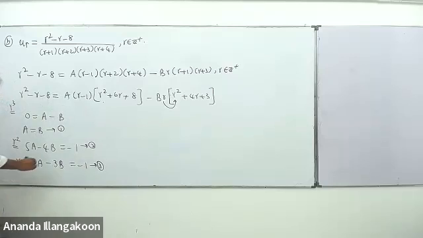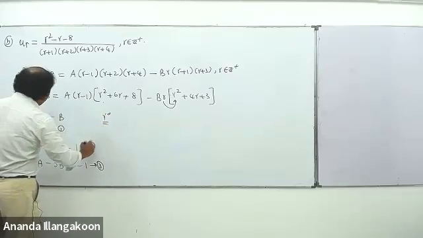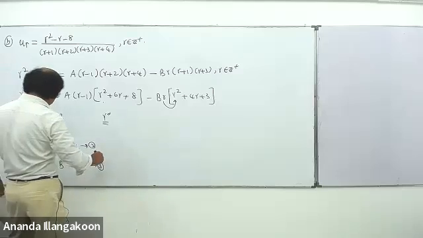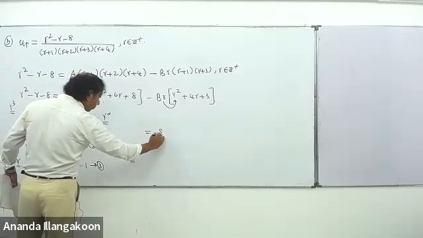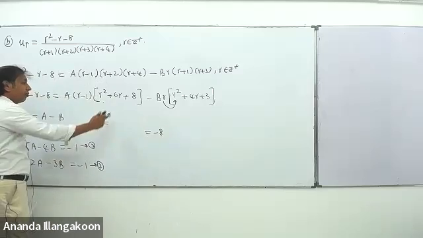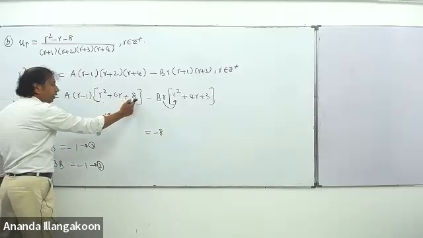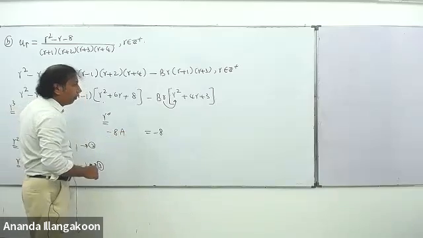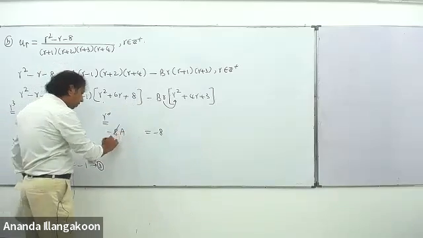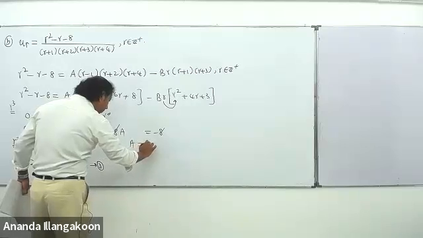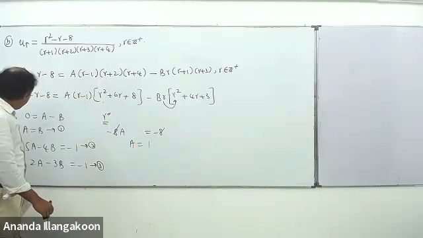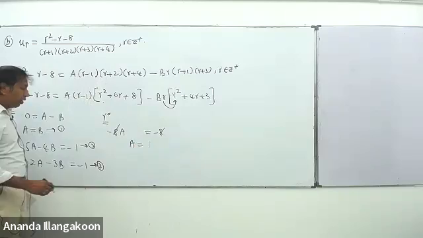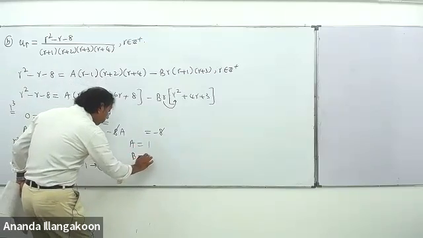Next one, R to the power 0, that means constants. Left hand side, minus 8. How do you get the constant from these two? Minus 1 and 8, minus 8 multiplied by A, minus 8A. And here we won't get any. Then cancelling, we get A equals 1. Here we get A equals B, therefore B is also 1.